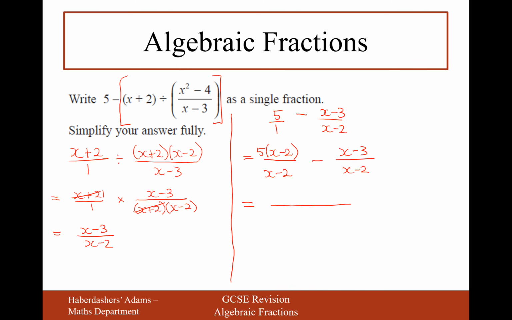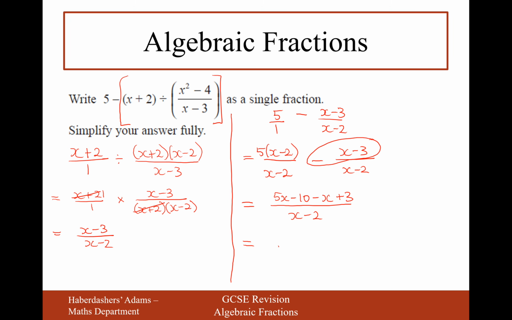Let's write our common factor of x minus 2 on the denominator and expand the bracket. So it's going to be 5x minus 10. And we're going to subtract all of this right-hand fraction here. So it's going to be subtract x and subtract the minus 3. So that'll make it plus 3.